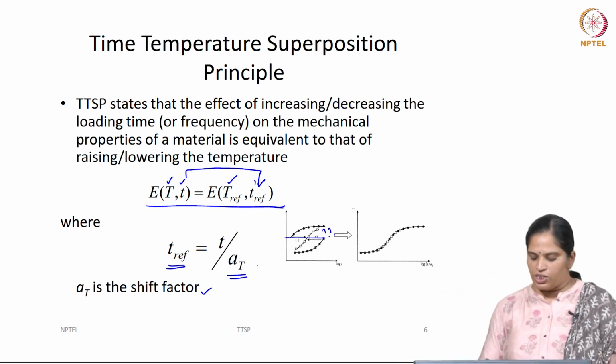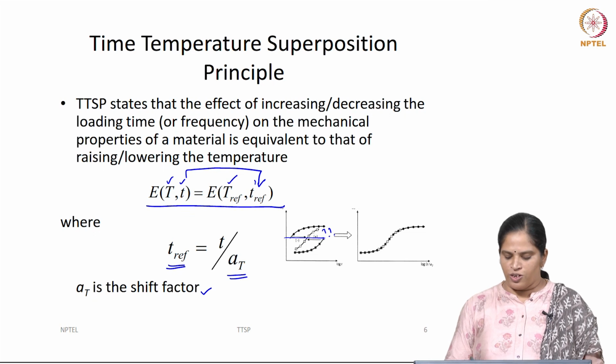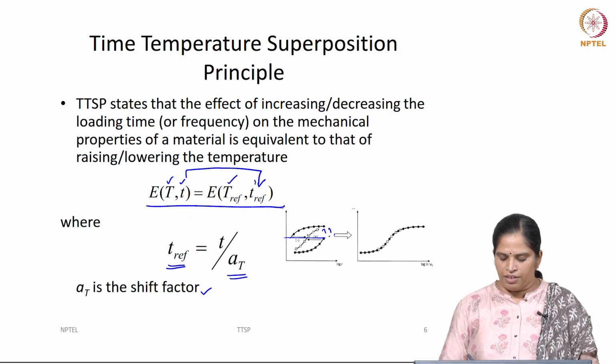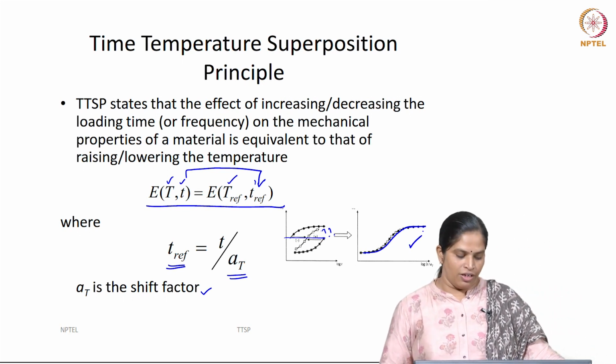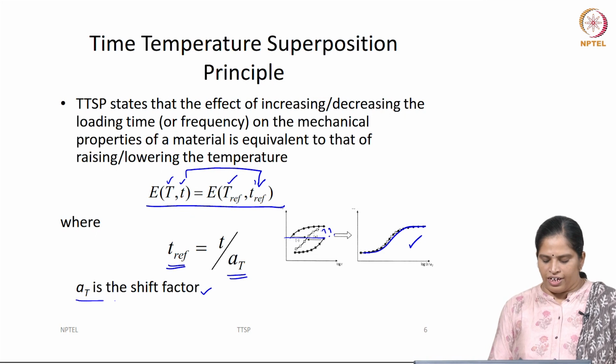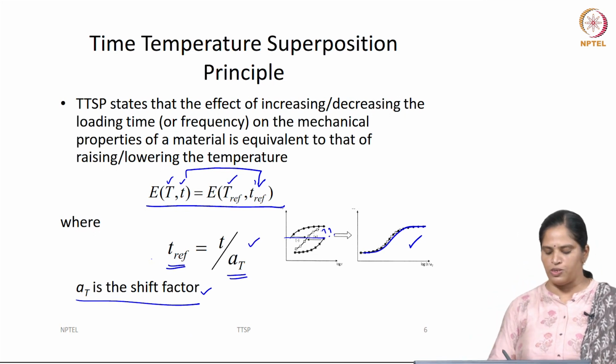So, by applying shift factors, the amount of shift at different temperatures, once you shift it, all these data will merge into a single graph and nicely form a single plot, something like this. Now, how to calculate this shift factor? We know that T reference is equal to T by A_T. This is what the time temperature superposition principle says.